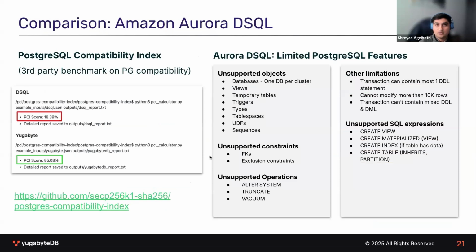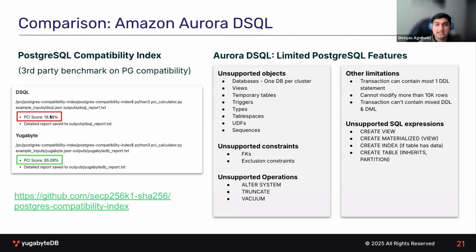So how do you compare the Postgres compatibility in an objective way, right? So there's a third-party benchmark for checking the Postgres compatibility. It's called Postgres Compatibility Index. It's available on GitHub, and you can try it out on your own machines. So when this was run most recently against both Aurora DSQL and Yugabyte, you can see the difference in the score. This is based on the supported features, right? So Yugabyte scored a high score of 85%, which means 85% of Postgres features work as is without any modifications to your application. And then for DSQL, it was still a very low score.